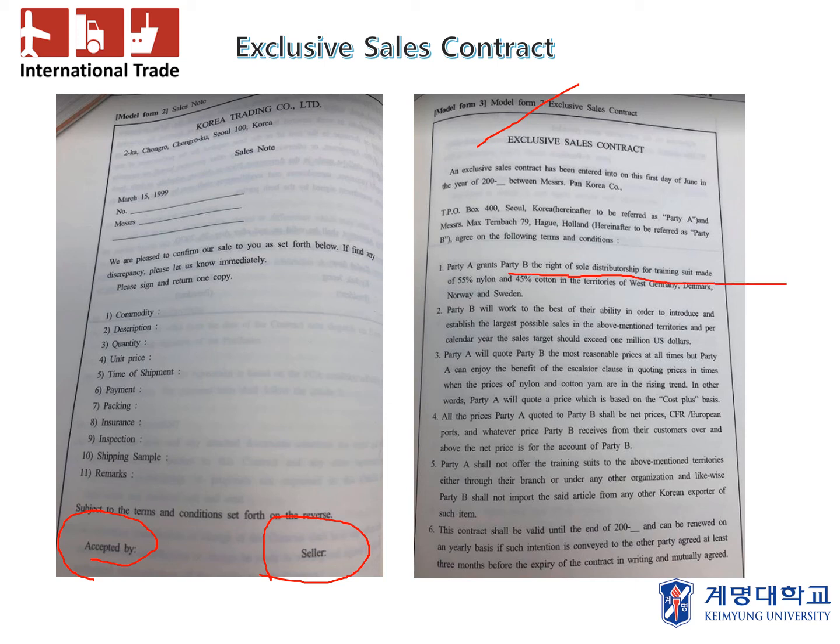And another one, party B will work to the best of their ability in order to introduce and establish the largest possible sales in the above mentioned territories, and per calendar year, the sales target should exceed 1 million US dollars. So this is like giving the rights to distribute or to sell the suit, and there is a quota, so they need to sell more than $1 million of product per year. So these are specific examples of exclusive sales contracts, and so on and so forth.